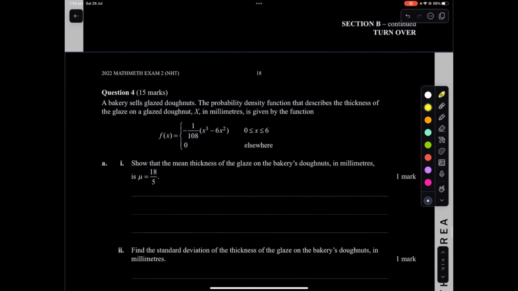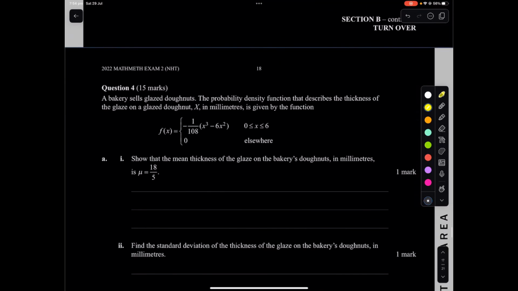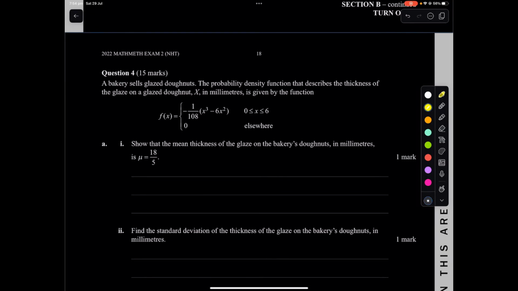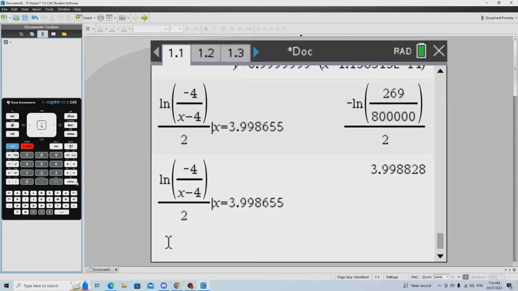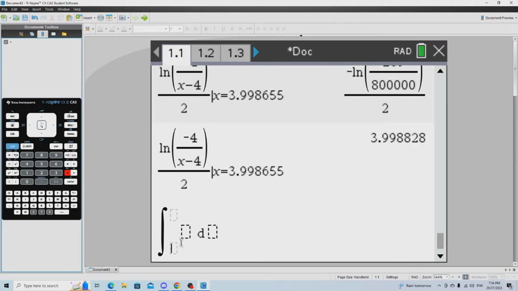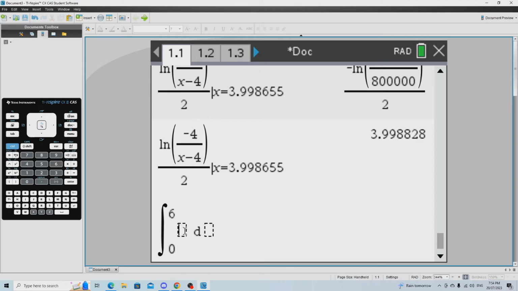Question 4. A bakery sells glazed donuts. The probability density that describes the thickness of a glazed donut is this. Show that the mean thickness of the glazed donut is this. So, to show the mean, we're just saying the integral from 0 to 6 of x times f of x dx is equal to, by doing this on the calculator, from 0 to 6 of x times f of x.